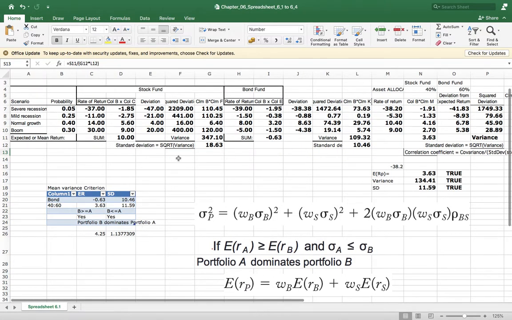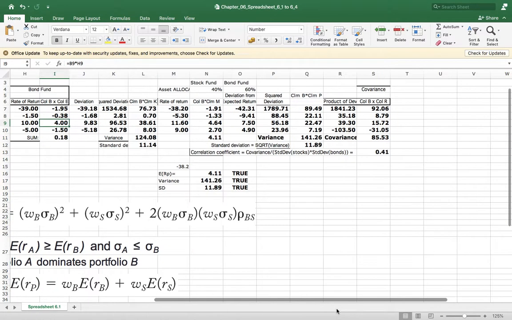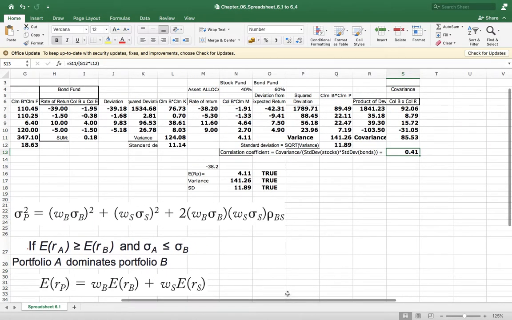I have taken similar returns for stock fund and bond fund. Here the return is minus 37. Here I made it minus 39. Here it is minus 2.75. Here it is minus 11. I made it here minus 1.5. Here it is 14. Here I made it, for example, 10. Further, it will be positively correlated. You see, if I go here, 0.41, therefore they are not good for diversification.